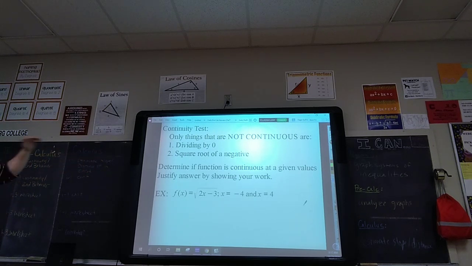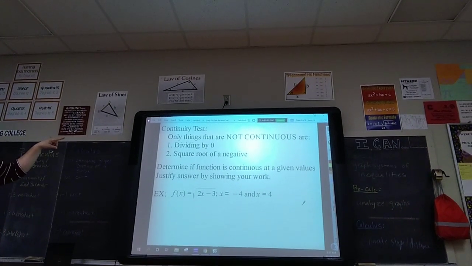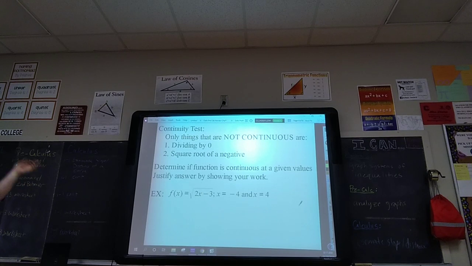I know that we talked about in complex numbers that we could change that to i's, but technically we're entering into an imaginary unit. We want to stay in real numbers with functions. So the two big no-nos you check for are: am I having to divide by 0? If I have to divide by 0, that's not continuous. If I have to take the square root of a negative, it's also not continuous. Those are the only two things that make something not continuous.